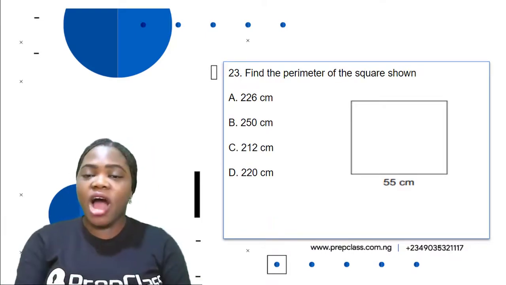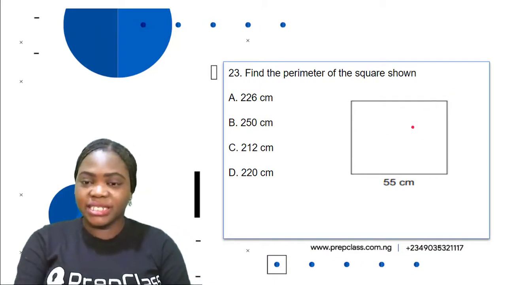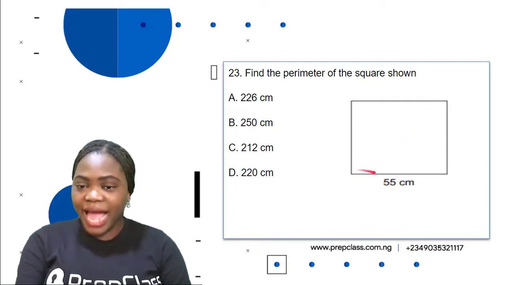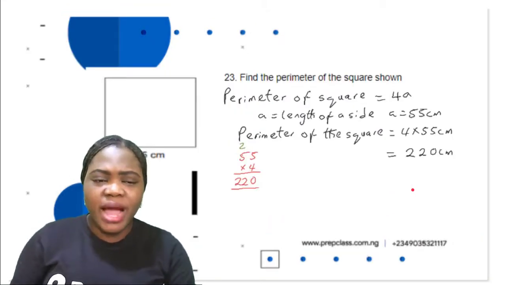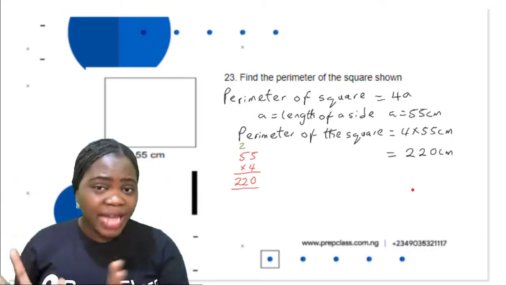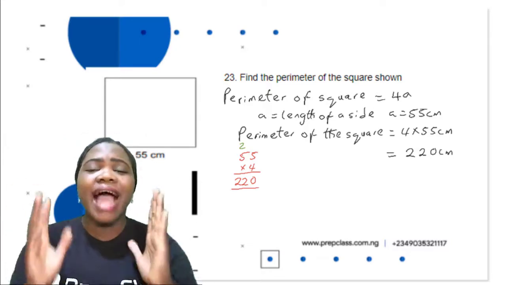Find the perimeter of the square shown. So this is the square, and one side is given as 55 centimeter. So what is a square? A square has four sides, right? And the four sides are equal.